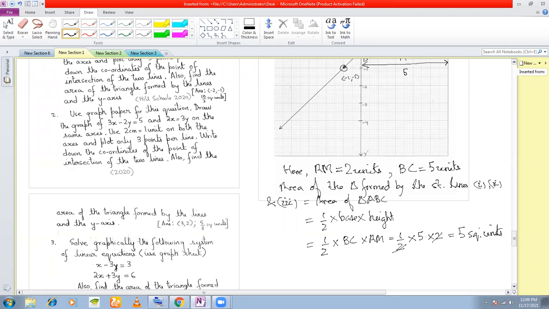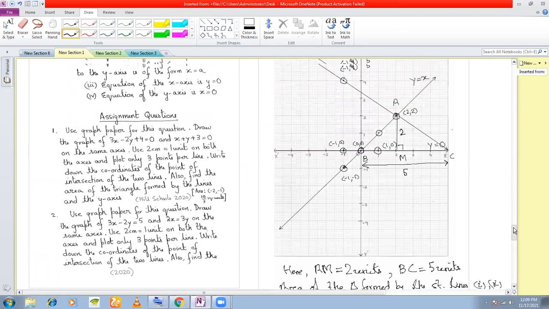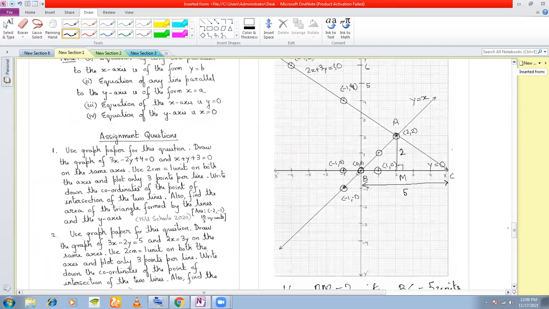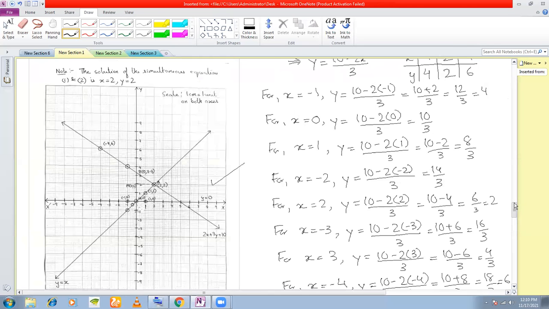Clear? Or any question here till this part? No question? No, sir, no questions. So this was an easier, the first part.